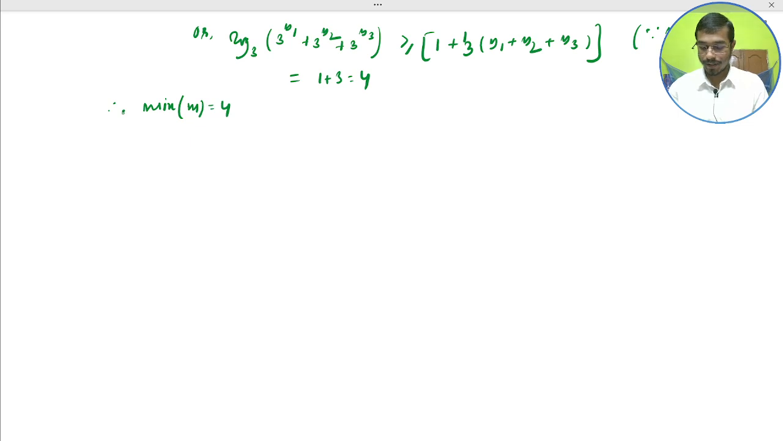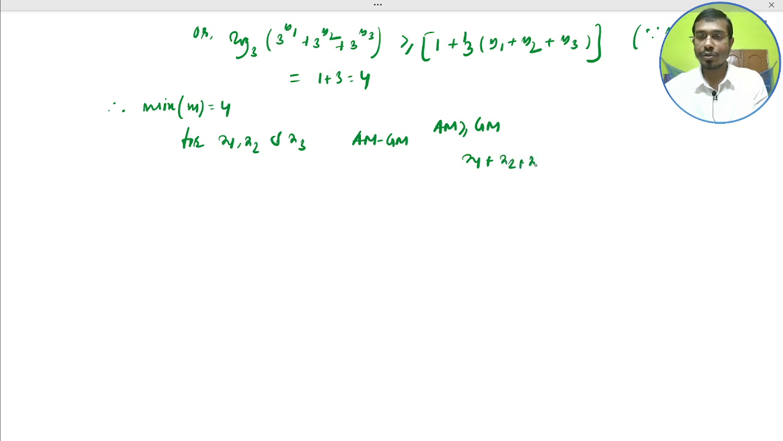Now for positive numbers x1, x2, x3, using the AM-GM inequality, that is, AM is greater than or equal to GM. So here (x1 plus x2 plus x3) divided by 3 is greater than or equal to (x1 x2 x3) to the power 1/3.